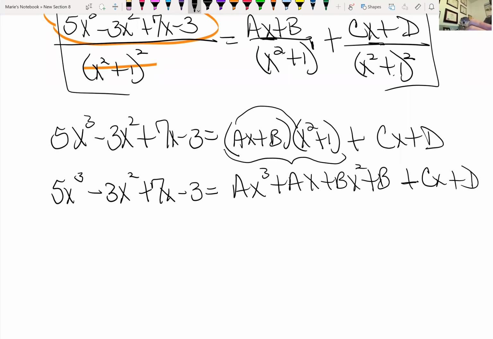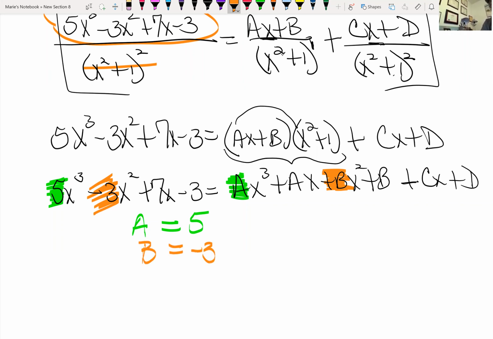Okay, and now let's just use our common sense. X cubes, I've only got 1. So guess what a is equal to? A is going to be equal to 5. That's given to us in a sense. X squares, I've only got 1x squared here. Guess what this is? So that means that b is going to be equal to -3. Now, this is where it gets, again, going back to the sentences. This is ax, that's a cx. So I know that a plus c is equal to 7.